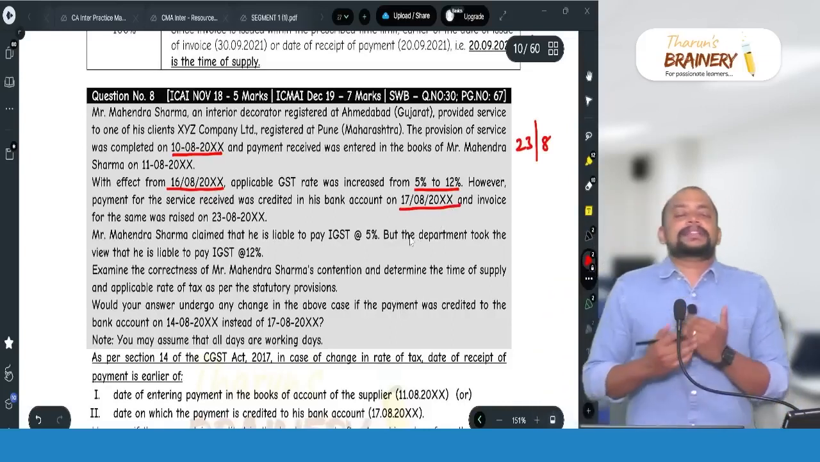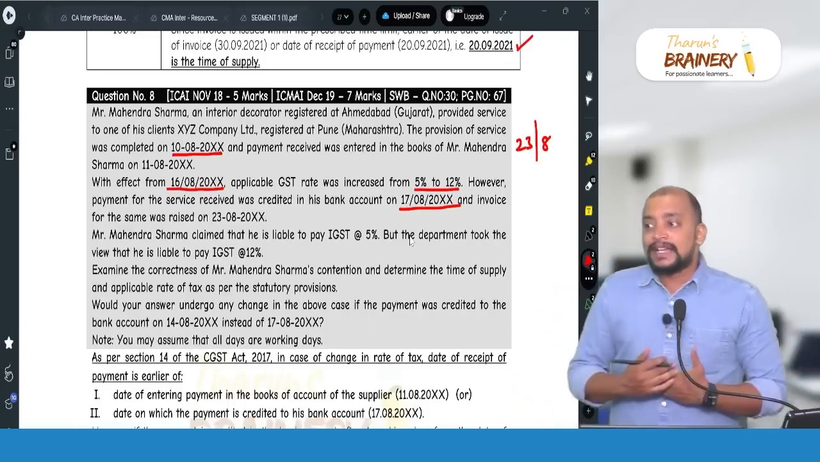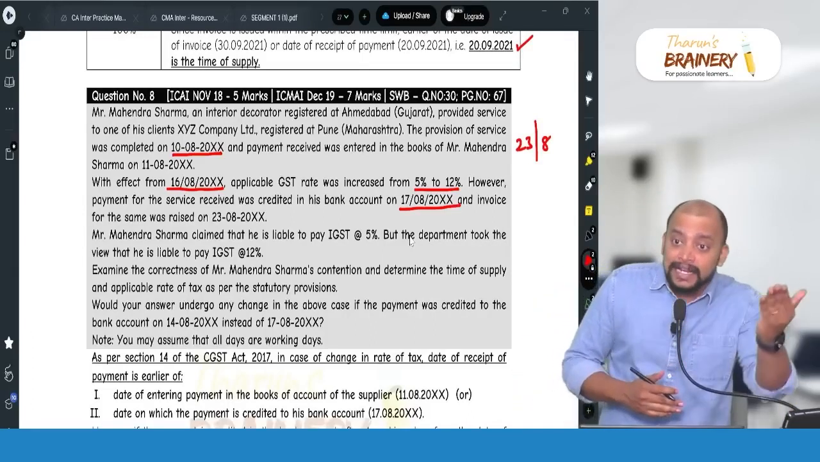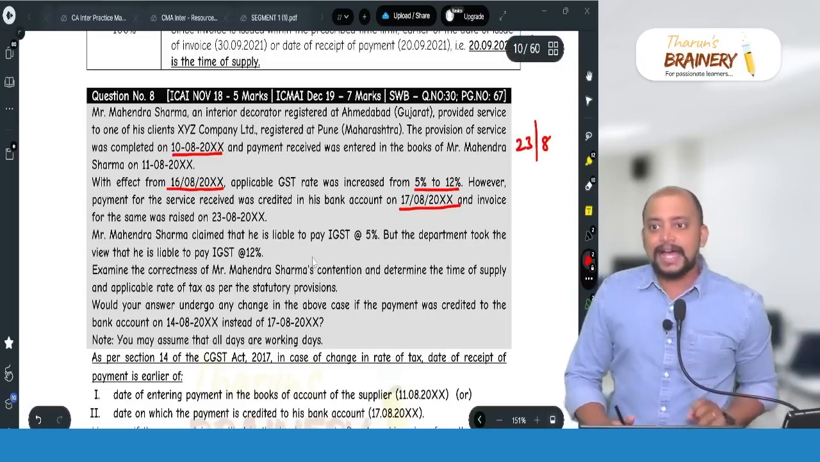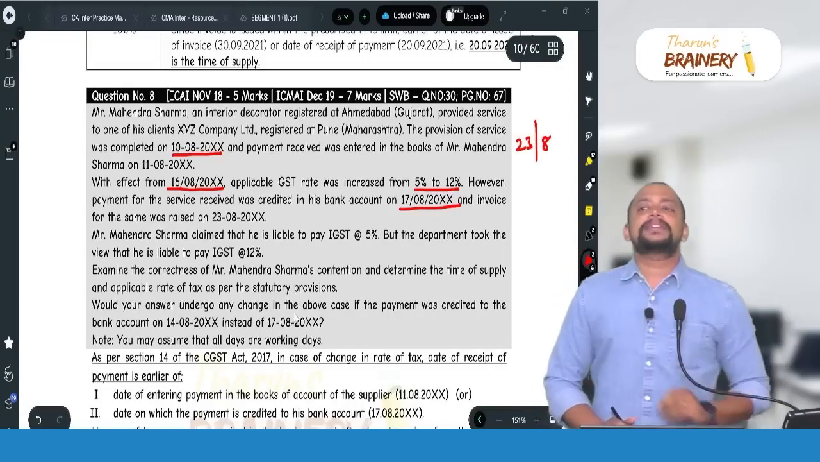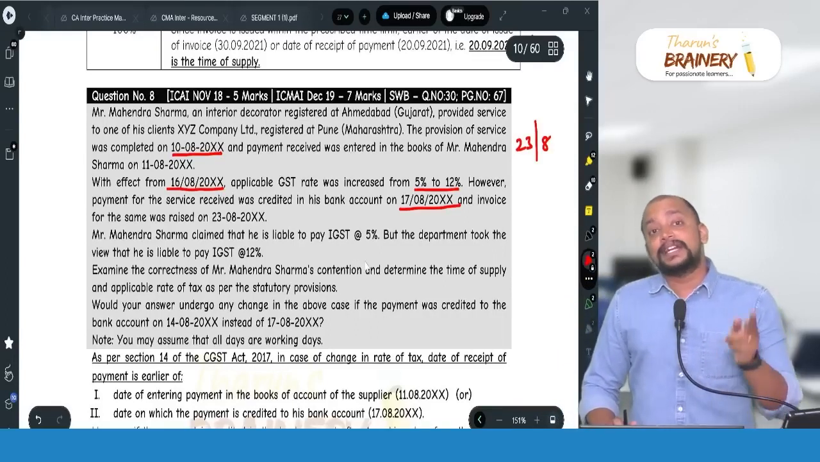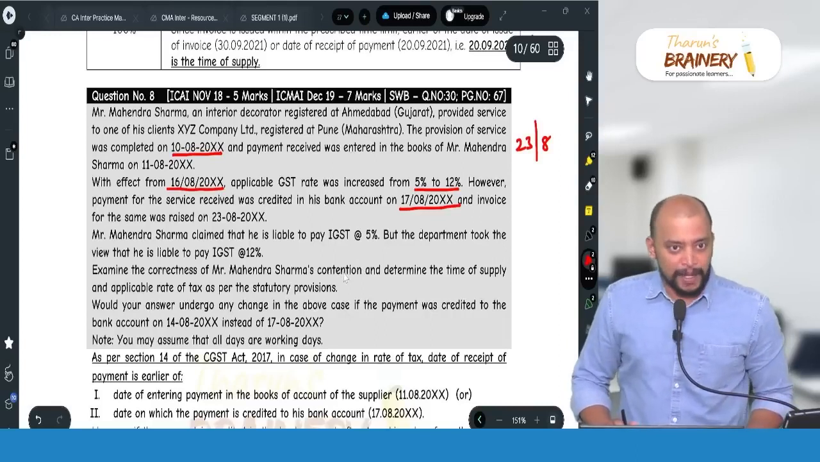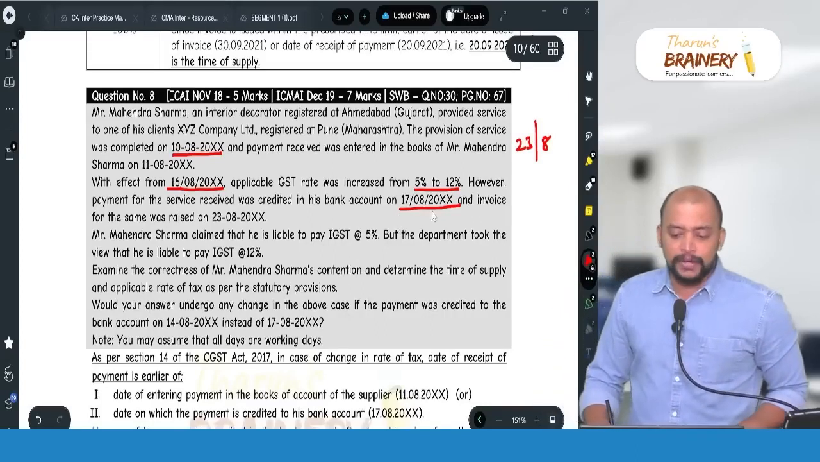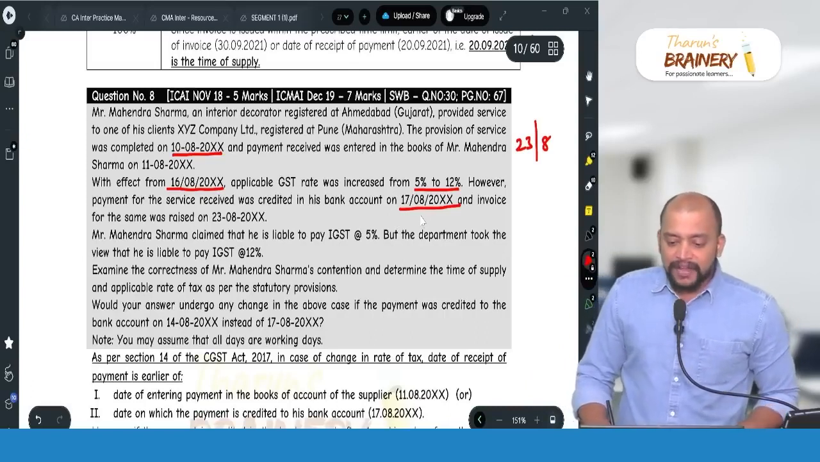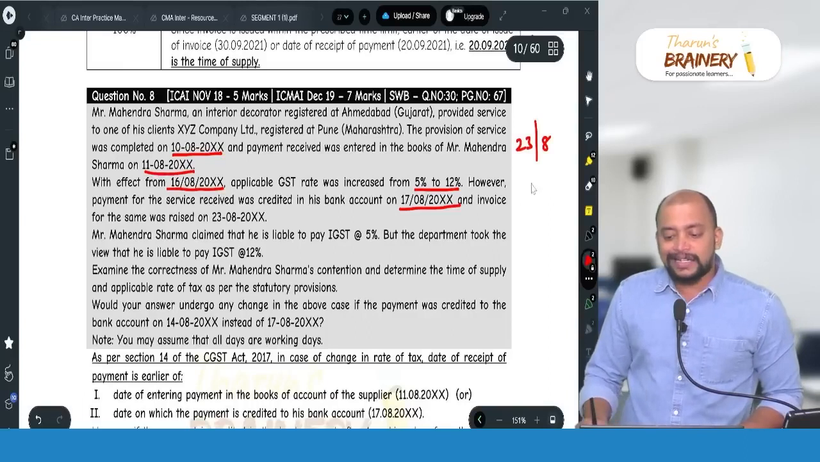As the payment is credited within 4 working days from the change in rate, we need to take date of entry or date of credit in the bank account, whichever is earlier, as the date of payment. What if the payment is not credited within 4 working days from change in rate? Date of credit in the bank account will be taken as the date of payment. So in this case, date of credit in the bank account is 17.8, but date of entry in the books is 11.8. So which should be taken as the date of payment?